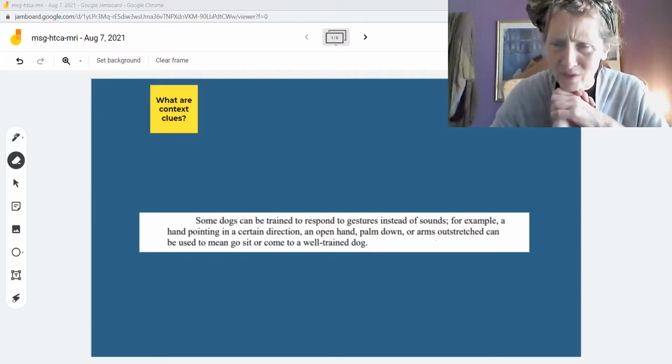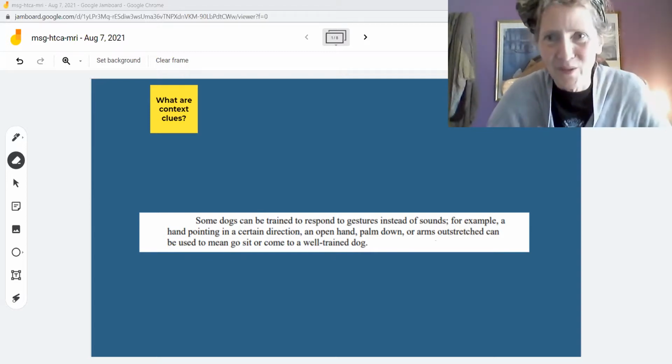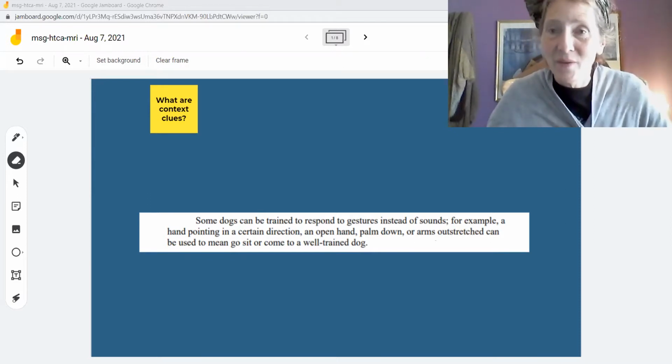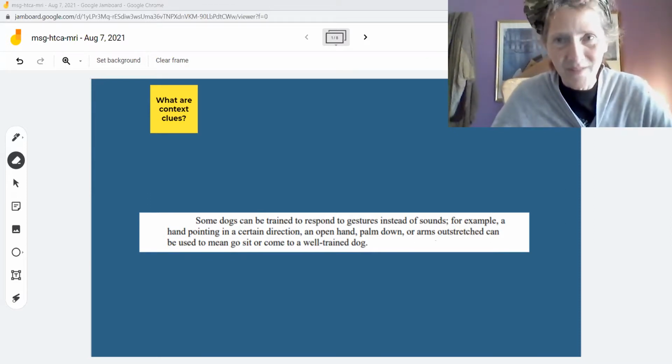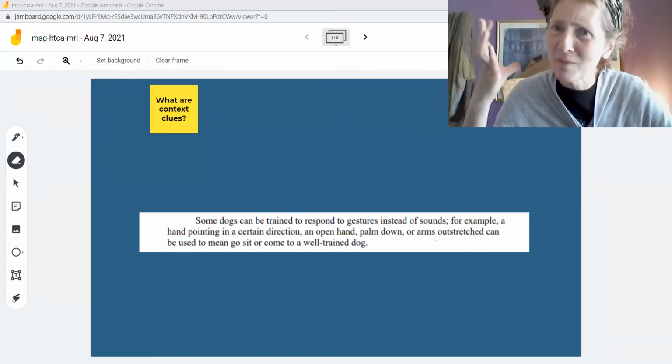What we're going to do today is work on context clues. Now, what are context clues? Well, I don't know every English word, so sometimes I have to look for hints or clues within a passage to kind of tell me what that word means.